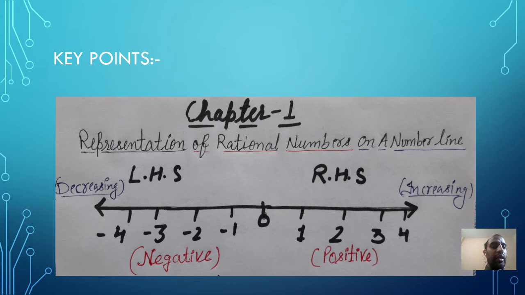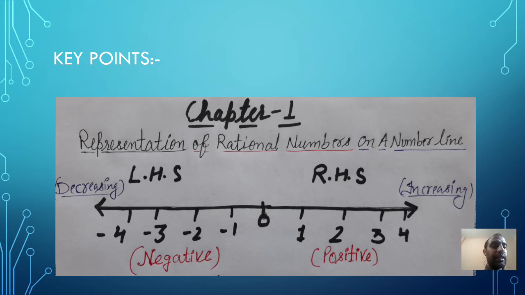And as we are moving away from 0 toward the right hand side, the value of the number is increasing because they are positive. And as we are moving away from 0 toward the left side, the value of the number is decreasing because they are negative numbers.